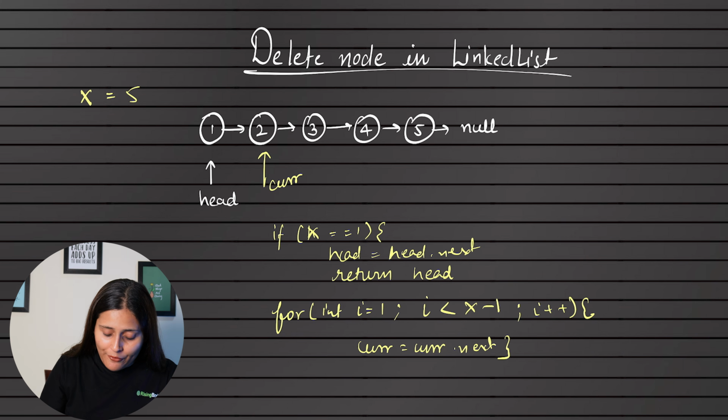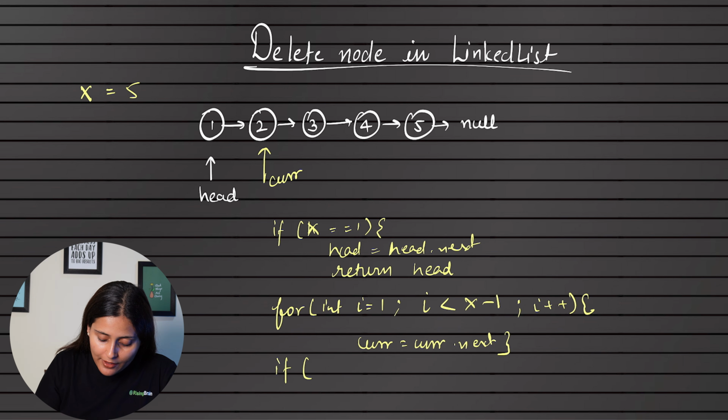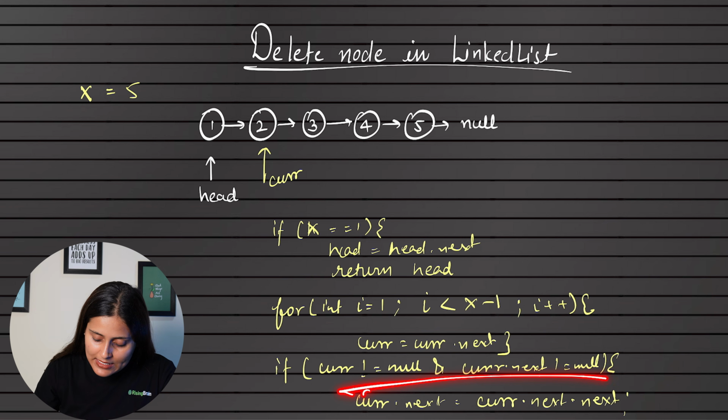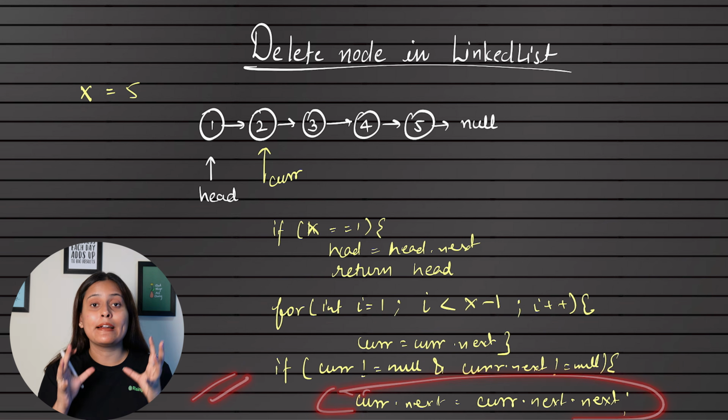Correct? Now after this what do you have to do? You have checked the base case, and now you have done the iterations. Now it's time to delete. So remember what we have to check: if your current is not equal to null, along with that current.next should also not be equal to null. If both are not null, then only we will move current.next equal to current.next.next, and exactly this line has done the actual deletion.